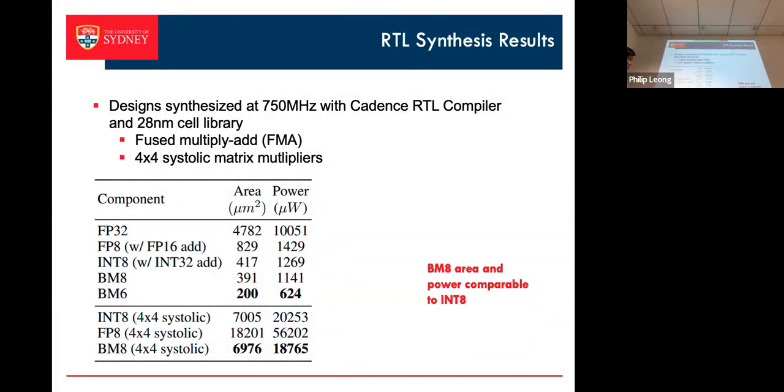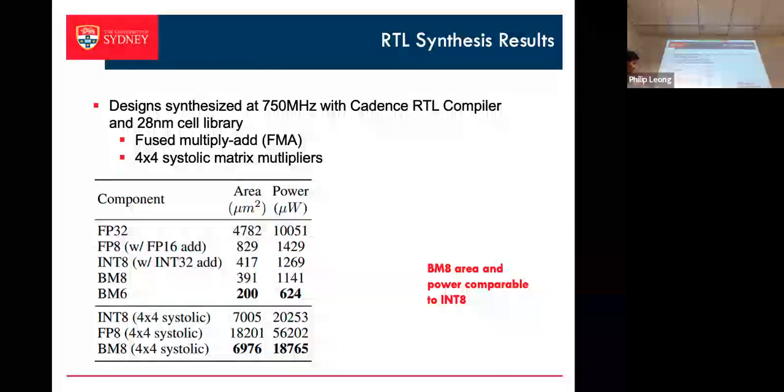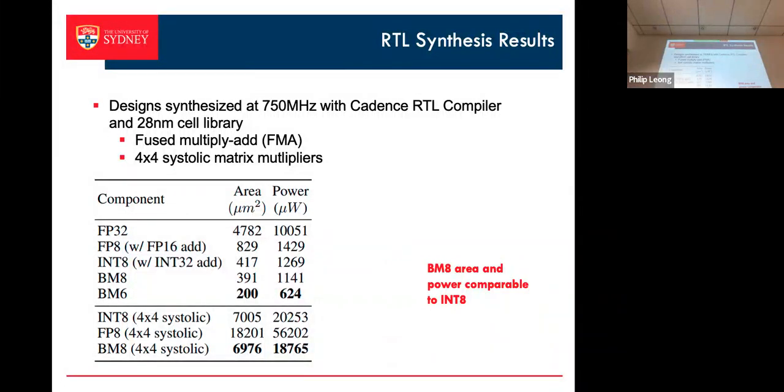So this is the systolic array, which is probably the best comparison. It's about 7,000 square microns for INT8 and block Minifloat 8, and about the same power. And this is at least a bit less than half the area of an 8-bit floating point format.